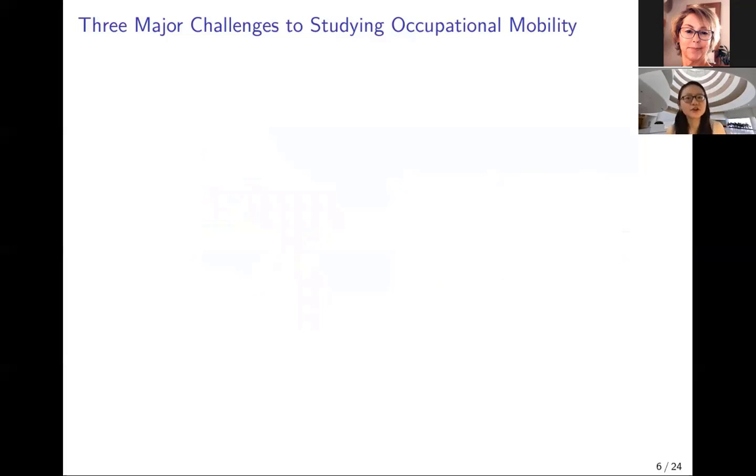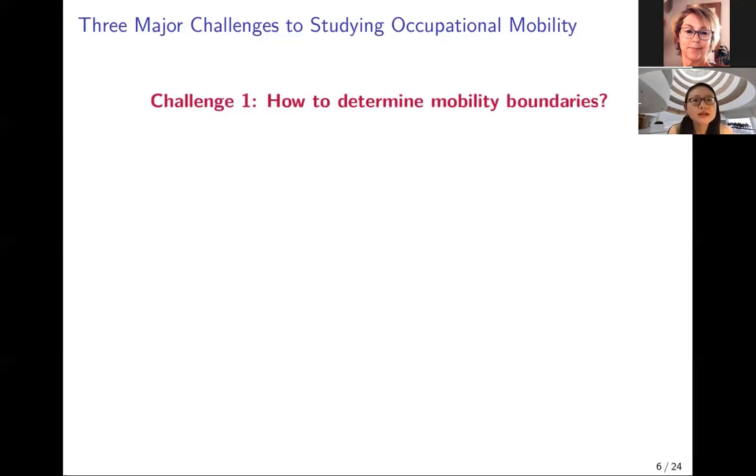Okay, none of what I have just said is new; these are long-standing themes. But in this paper we want to focus on three of the major challenges that we see in current studies of occupational mobility, particularly as it relates to within- or between-cluster mobility. I'm going to go through the three challenges and give you examples, and then I'll introduce how the network approach overcomes them.